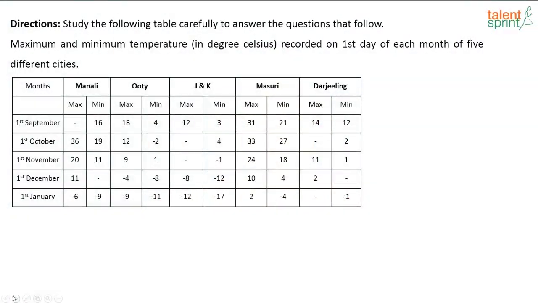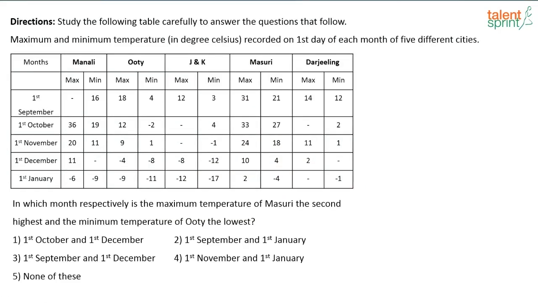Okay, at least the easy ones where calculations were not there. Now look at the questions from this set. What is given here? Study the following table carefully to answer the questions that follow. So the maximum and minimum temperature recorded on the first day of each month in 5 different cities is given.